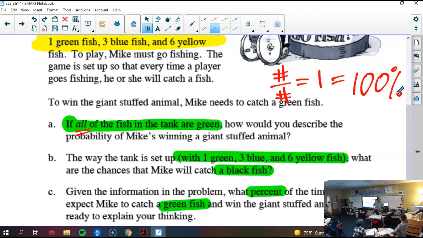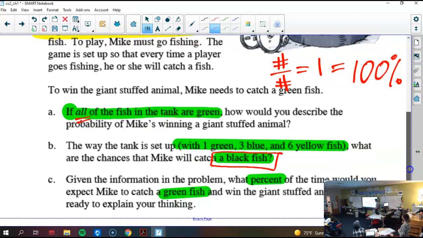You can't catch blackfish because there is none. Oh, a blackfish. There are no blackfish in the tank. So if you walk up to the carnival game and it says the blackfish wins the big prize, and you look at the tank and there are none. 3 blue, 6 yellow. Where are the black ones? Yeah, there are none. And then, Kylie, what do you think about the percent?